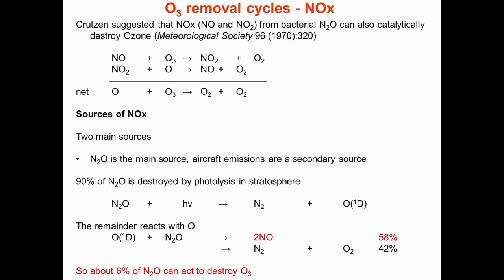N2O can be formed from lightning and from bacterial emissions. So where does lightning happen? Lightning happens in the atmosphere itself, wherever there are clouds that are sufficiently vigorous to produce the electric discharge. And then the bacterial emission happens at the surface.